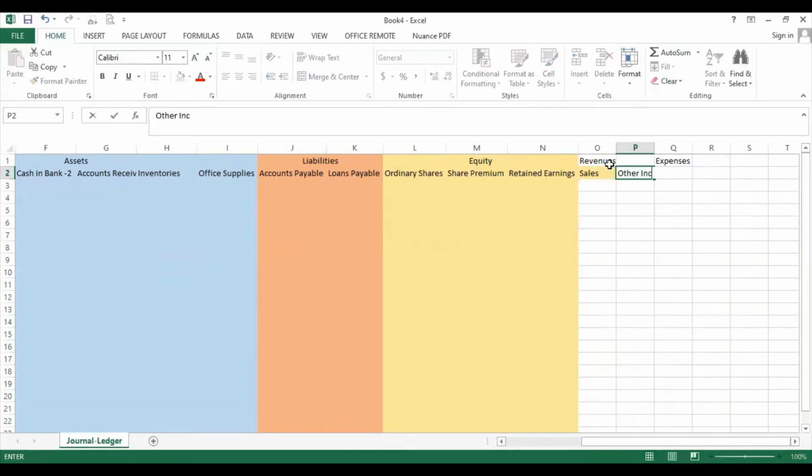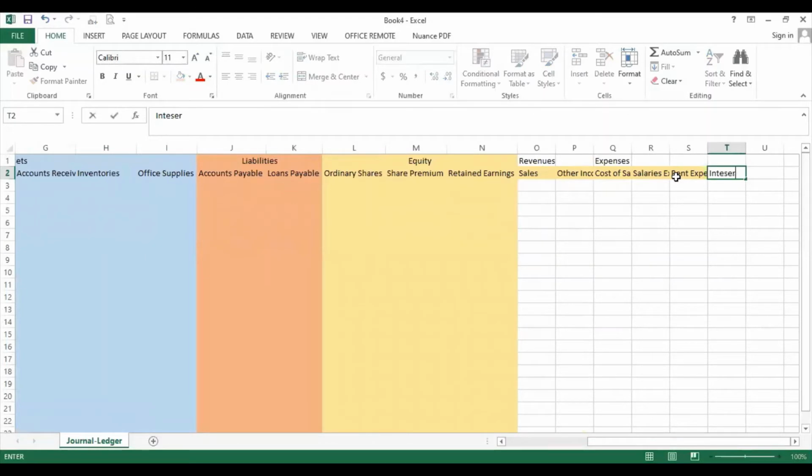For expenses, if you have sales, of course, you have your cost of sales. You have your salaries expense. Of course, you pay rent. When you have loans, you have to pay interest, and this is interest expense. And let's just add miscellaneous for now. Miscellaneous expenses.